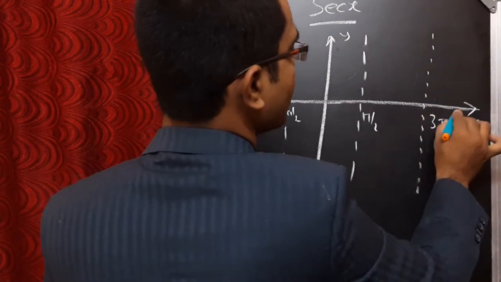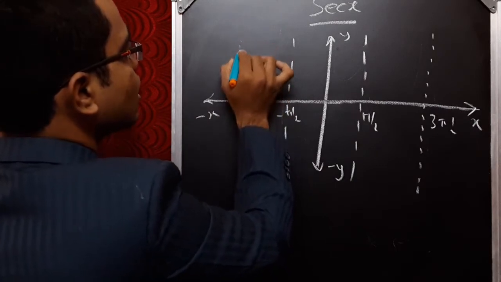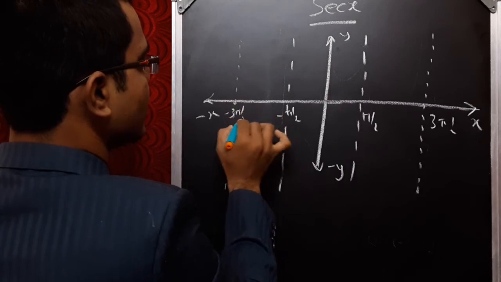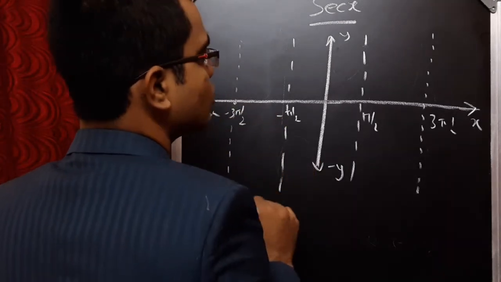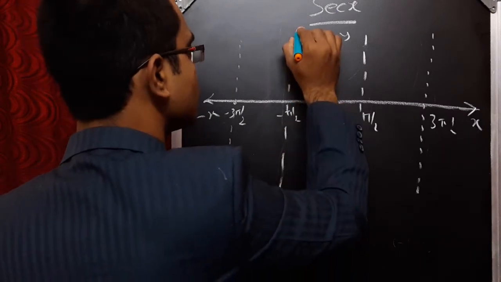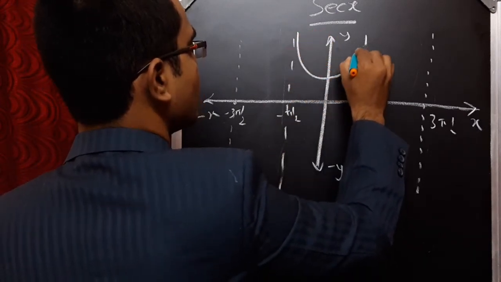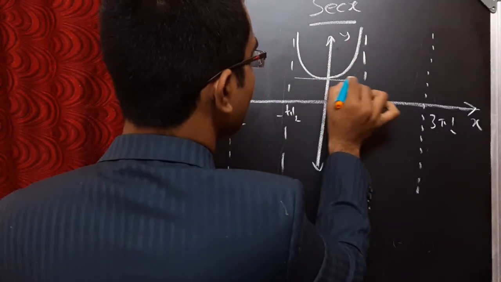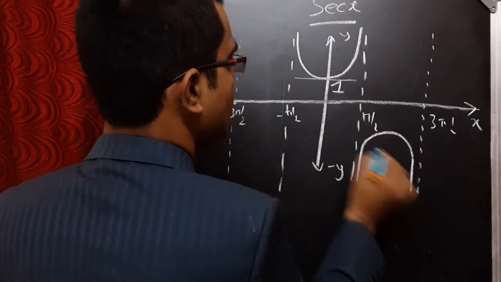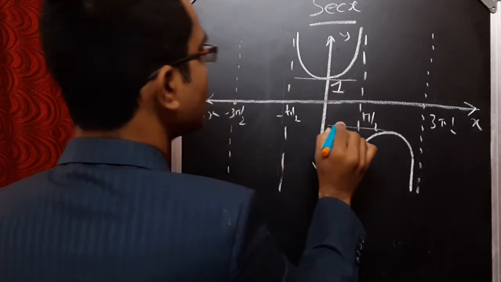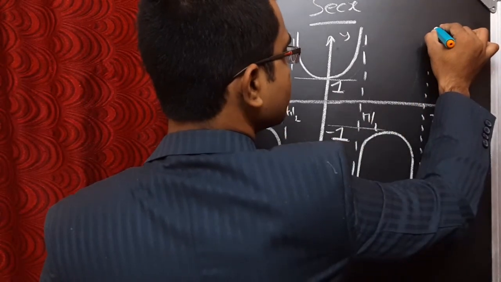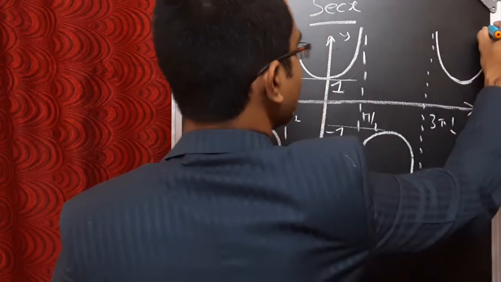This is going to be 3 pi by 2 and this is going to be minus 3 pi by 2. It's not going to exist in those intervals. So if you see carefully, at 0 cos is 1, so cos is positive, and so the graph is going to be like this, and this value is again plus 1, and here the graph is going to be like this, and this value is minus 1, and so the graph is going to repeat again here. Yeah, here the graph is going to be like this.